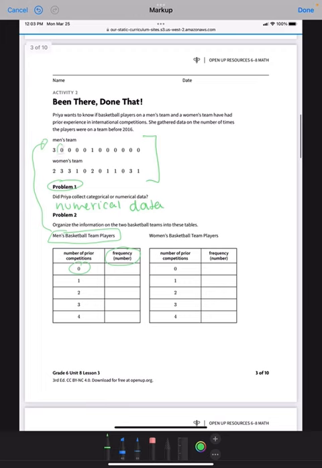So I see 1, 2, 3, 4, 5, 6, 7, 8, 9, 10. I see 10 zeros. So I'm actually going to write the number 10 in that box. That's how many zeros there were. Now I want you to find how many 1s, 2s, 3s, and 4s there are for just the men's team. If there are not any of the answer choices there, then put a 0 for the frequency if you don't see any.